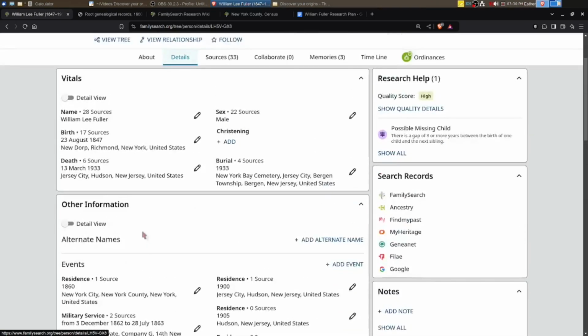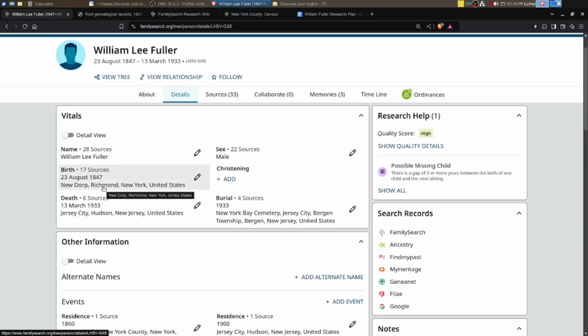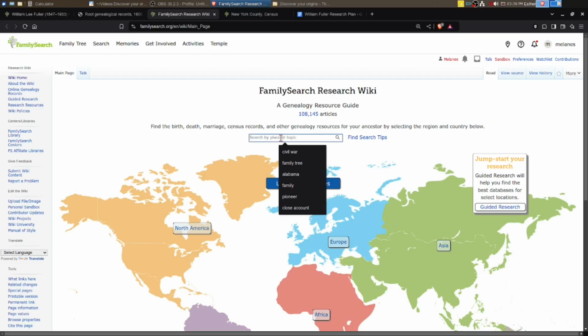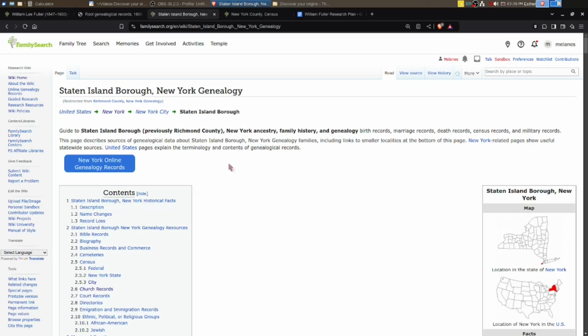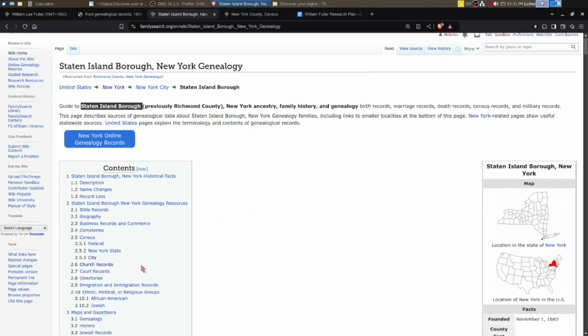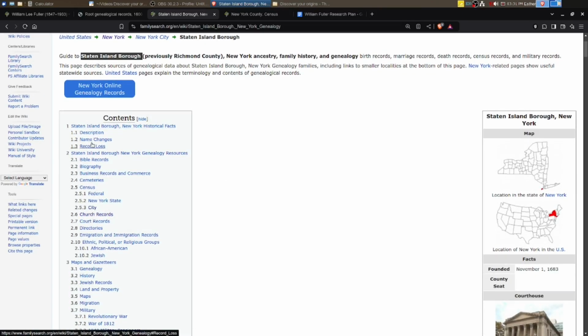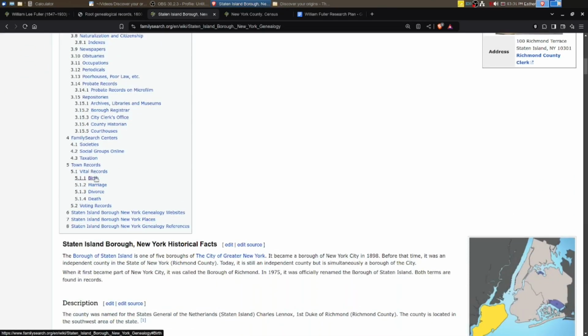So William Lee Fuller, let me come back here. He says he was born in Richmond County, New York. So let's go to the FamilySearch Research Wiki and see what we can learn. All right, so this is a redirection from FamilySearch because Richmond County, New York became Staten Island Borough at some point in time. So this is where we're going to look. If it's a borough, then you're pretty close to Manhattan or New York City. And so we need to look at some different types of birth records. We have Bible records, we have church records, and then we have birth records.